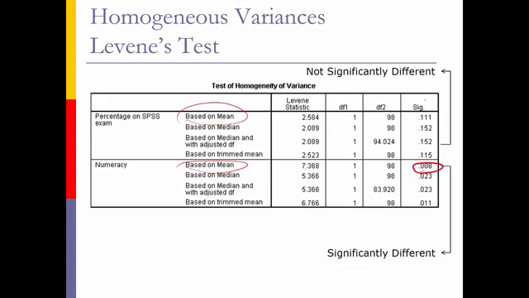So if we do that, 0.05 is our limit. The percentage on the SPSS exam is greater than 0.05, so the variances are homogeneous. For numeracy, we have 0.008, which is less than 0.05, which means we do not have homogeneous variances, we have heterogeneous variances.